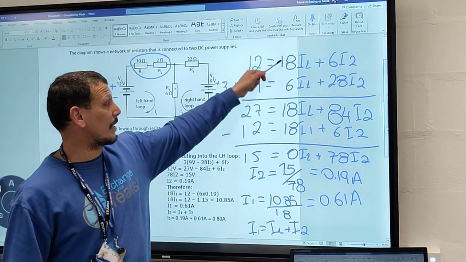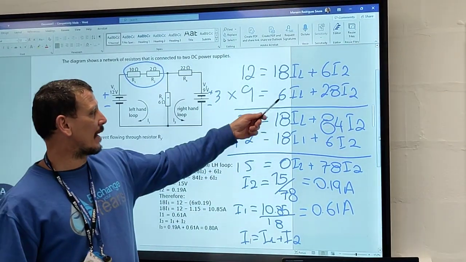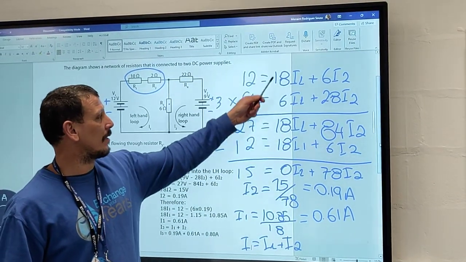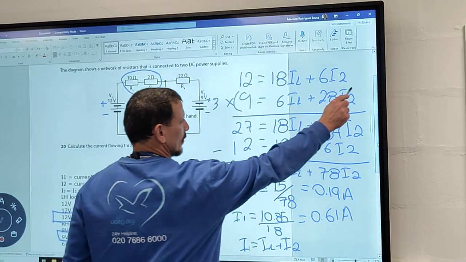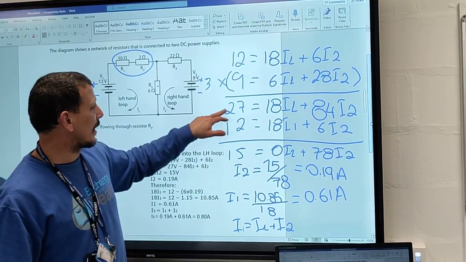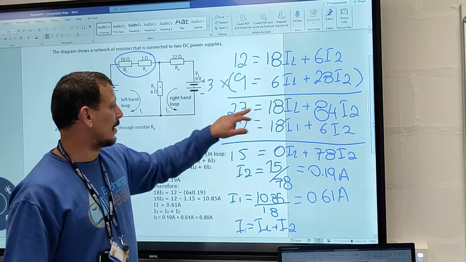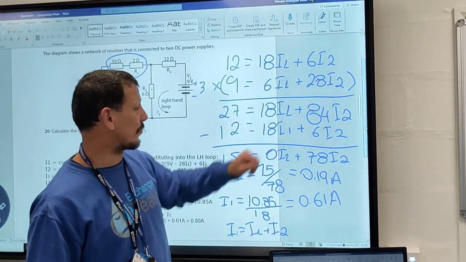It's easier to make the 6 and 18 match using the lowest common multiple. You do that by multiplying 6 by 3 and it becomes 18. However, don't forget you need to multiply the whole equation to keep it balanced. So multiplying by 3, you're going to get 27, which is 3 times 9, 18, which is 3 times 6, and 84, which is 28 times 3.